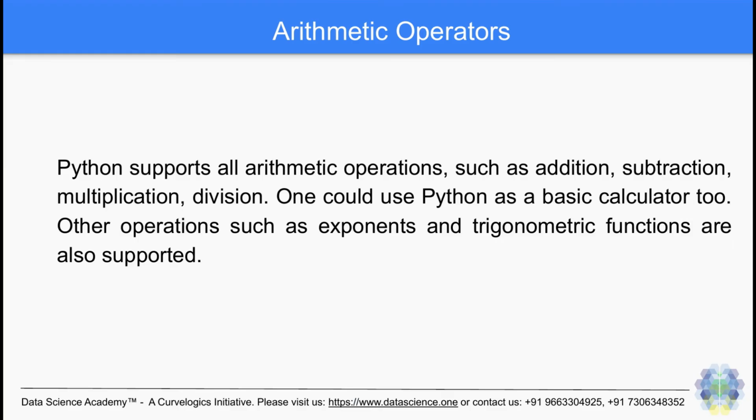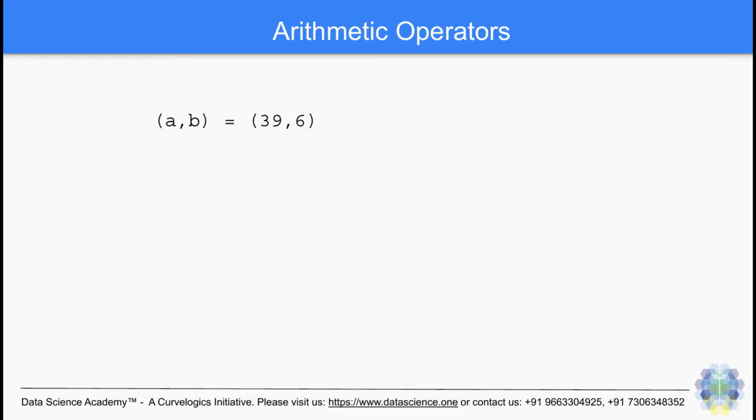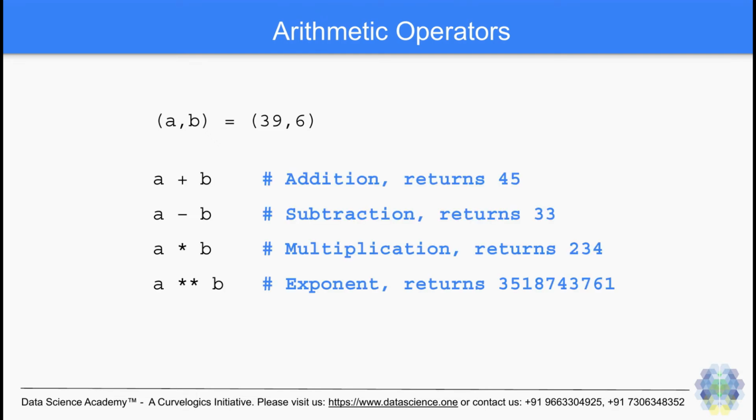Python supports all arithmetic operations, such as addition, subtraction, multiplication, division. One could use Python as a basic calculator too. Other operations such as exponents and trigonometric functions are also supported. Try assigning two numbers of your choice to two variables. In this example, note the syntax of assigning two values simultaneously to two variables. Here, we see examples of arithmetic operations, such as addition, subtraction, multiplication, and exponent. The arithmetic operation of exponent is the same as a raised to the power b.